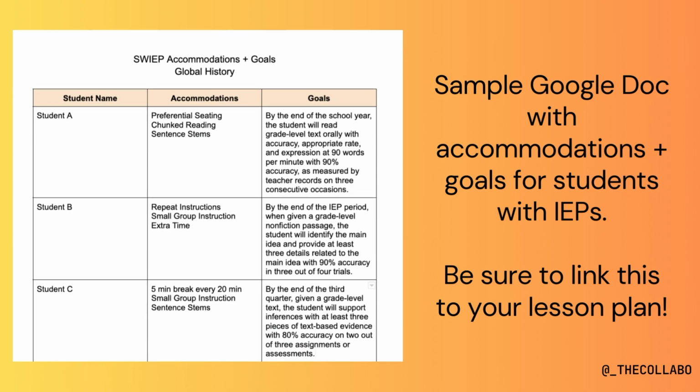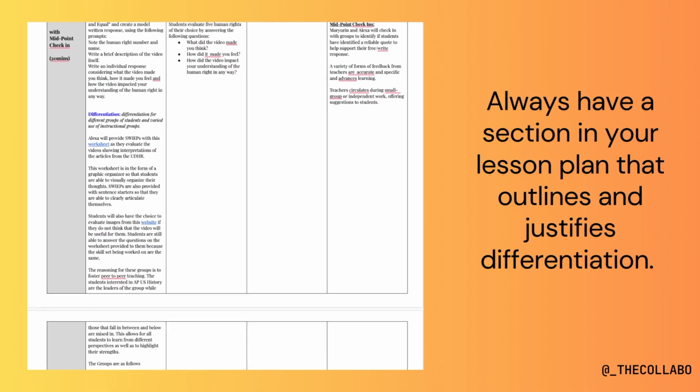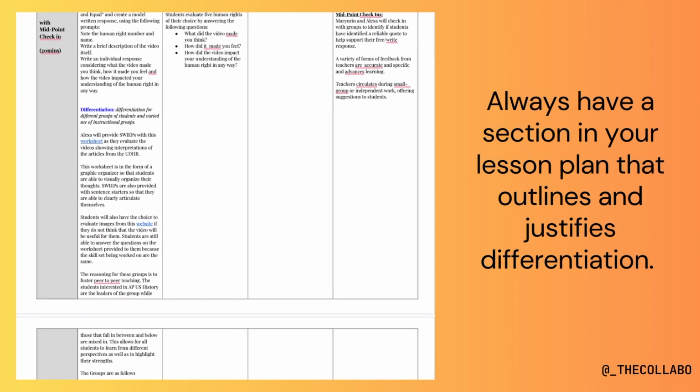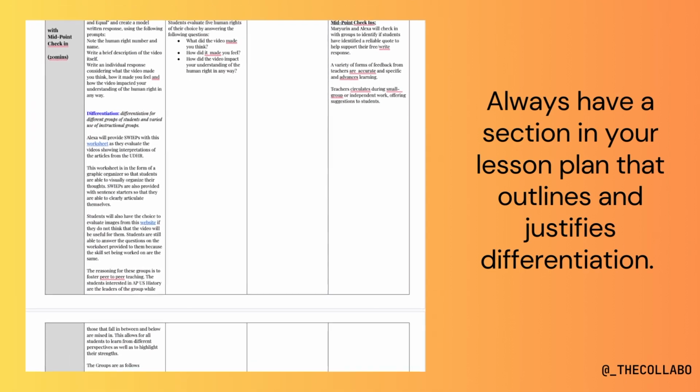Take note of the goals, if applicable, and accommodations of each student with an IEP in your courses. An effective method is to create a Google Doc that outlines the accommodations and goals of each student with an IEP and link it all to your planning docs. Remember, each lesson and activity needs to be differentiated. Do you have a section in the lesson plan dedicated to your students with IEPs?